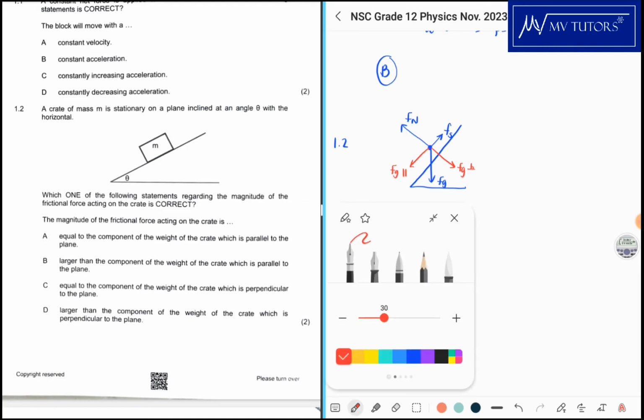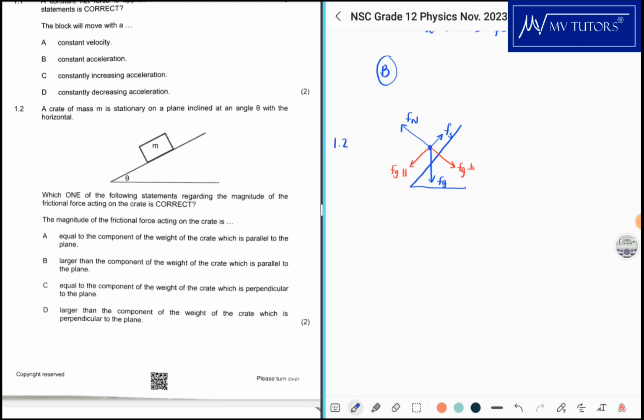Now let's go back to our blue pen. What are they saying about the magnitude of the frictional force acting on the plane? A, it is equal to the component of the weight of the crate which is parallel to the plane. Yes, that's correct. B, it is larger than the component of the weight of the crate which is parallel to the plane. If it was larger, it would be moving upwards, right? There would be movement. So the fact that it is stationary means that they're equal.